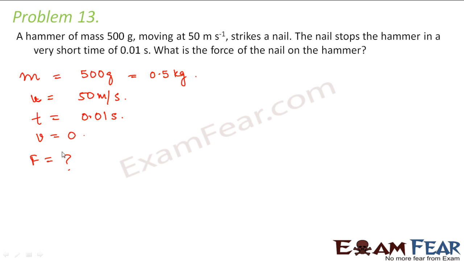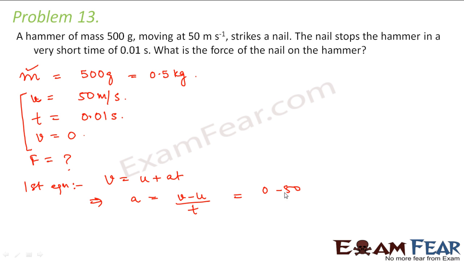From Newton's second law, we know that in order to calculate force, we need the mass of the object and also the acceleration with which the object is moving. In order to find out acceleration, we have to make use of the equation of motion. So let us use the first equation. The first equation says v is equal to u plus at. So acceleration is equal to v minus u by t, that is equal to 0 minus 50 divided by 0.01. This comes out to be minus 5000 meter per second square.